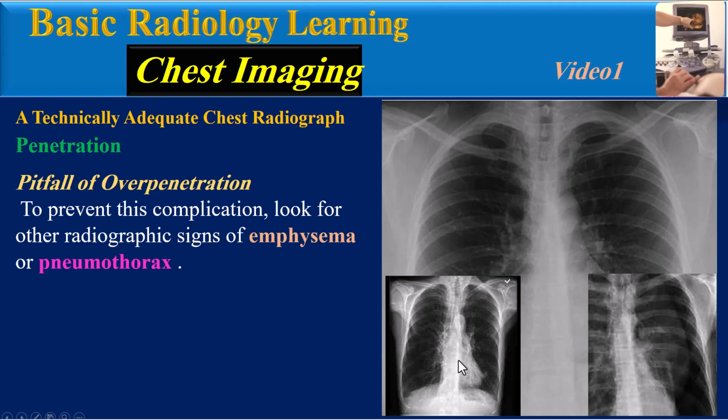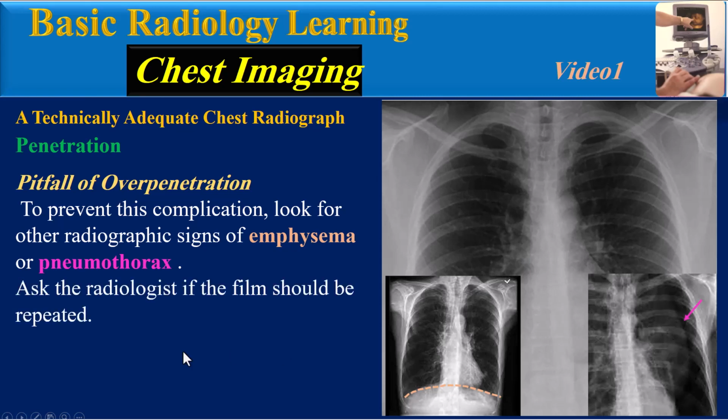In emphysema, the lungs are frequently hyperinflated and the diaphragm flattened. To diagnose a pneumothorax, you should see a pleural white line. If you have any problem, ask the radiologist if the film should be repeated or not.